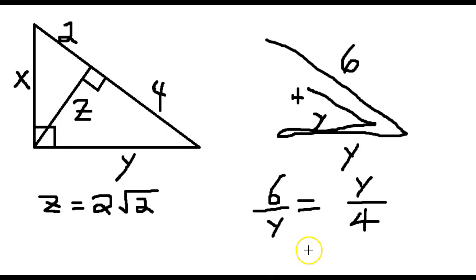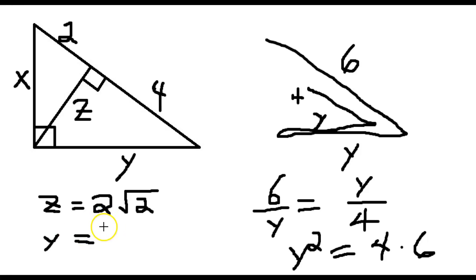If we cross multiply, we get y squared is equal to 4 times 6. Take the square root of that and we get y equals 2 times the square root of 6.